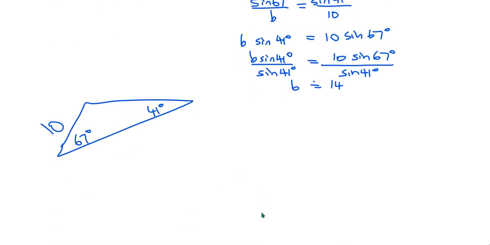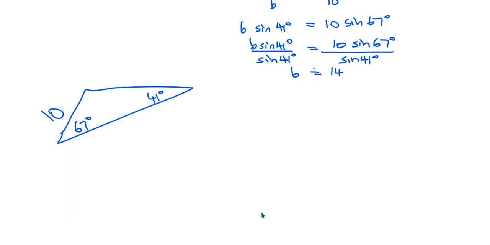Let's do the same example now. I have the same triangle, but now I'm going to solve for a different side. So I'll label it exactly the same way. This is big A, this is big B, and this is big C. Last time we solved for little b. This time let's solve for little a.